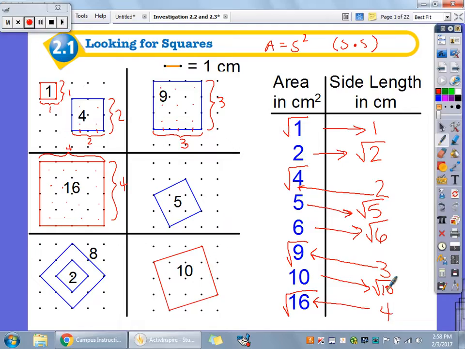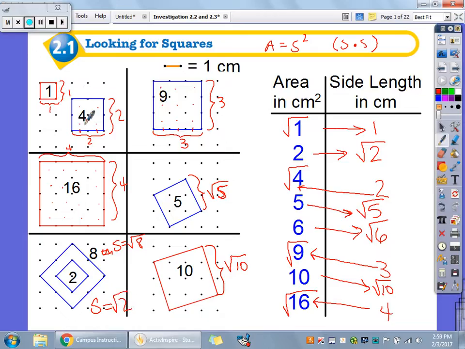So the side length here, if the area is 10, then the side length here is the square root of 10. The area here is 5, so the side length is the square root of 5. The area here is 8, so our side length is square root of 8. The area here is 2, so the side length is the square root of 2.